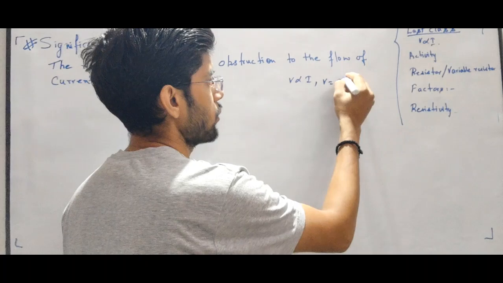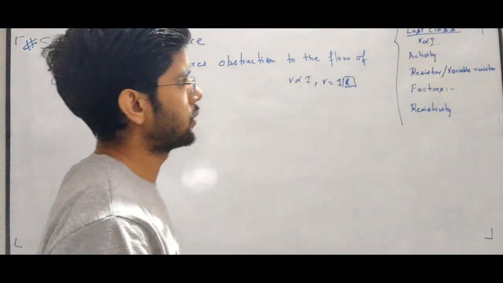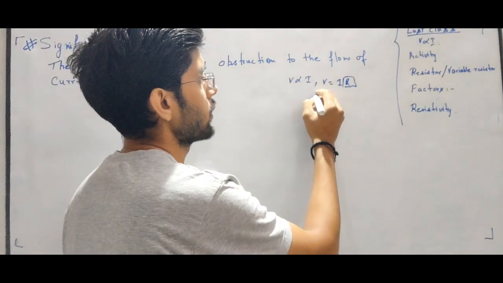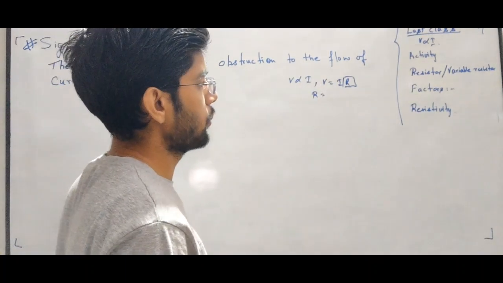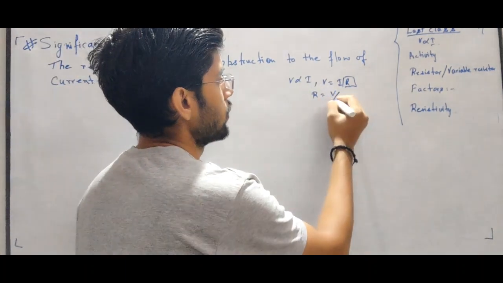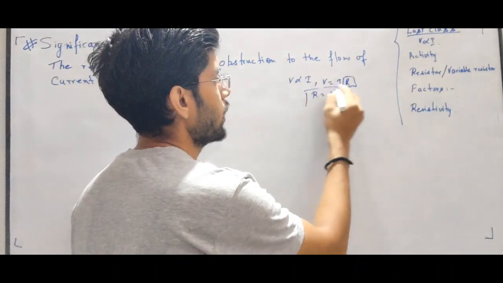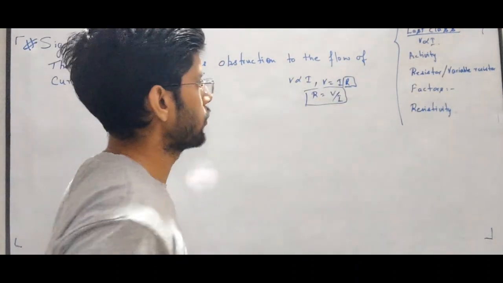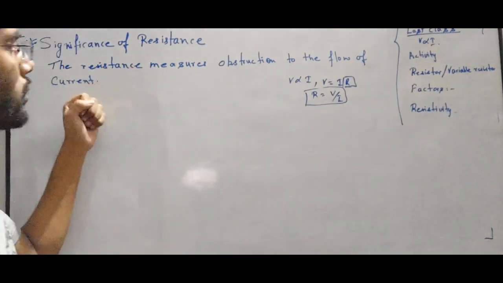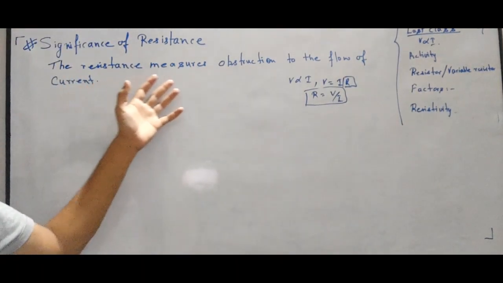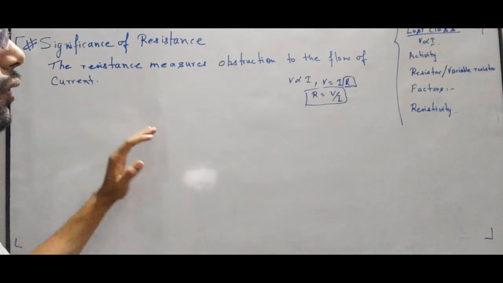So V is proportional to I, and we learnt about a new term, a proportionality constant, which is known as the what? Resistance. Yes. So this resistance we determine with the help of this law, that is V by I. We will learn more today about the significance of this resistance. As you know, the resistance measures the obstruction to the flow of current.